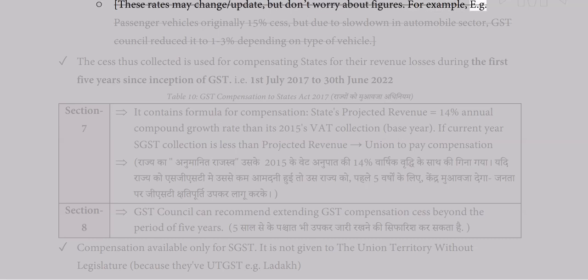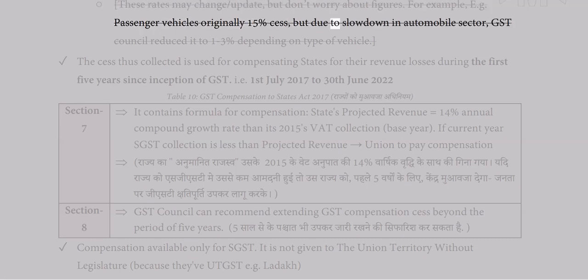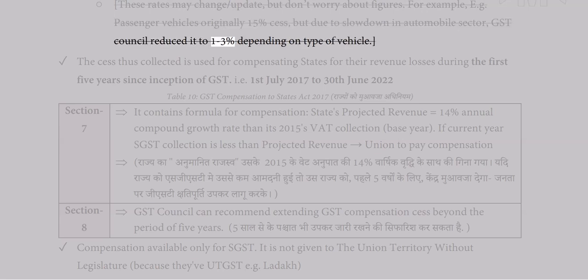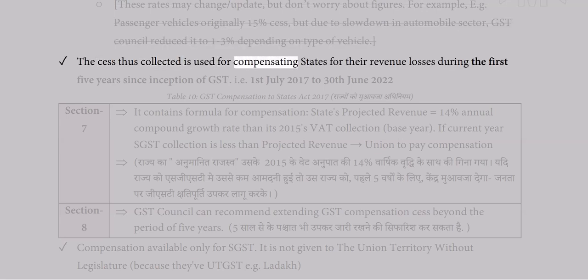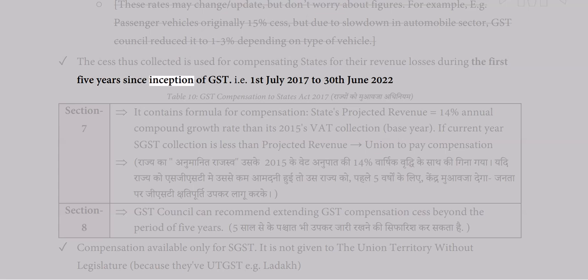For example, passenger vehicles originally had 15% cess, but due to the slowdown in the automobile sector, the GST Council reduced it to 1 to 3% depending on type of vehicle. The cess thus collected is used for compensating states for their revenue losses during the first 5 years since inception of GST, i.e. the 1st of July 2017 to the 30th of June 2022.